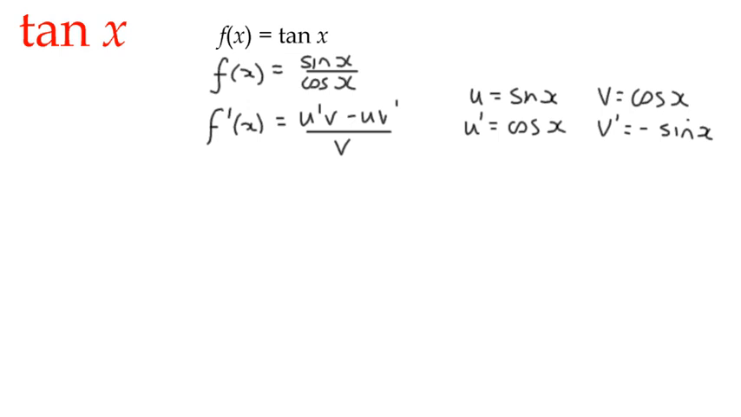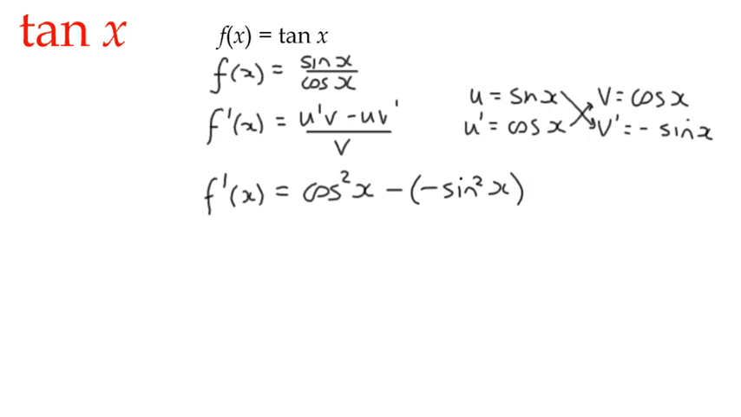So if we substitute these into the quotient rule, u dash v will be cos x times cos x, which we'll write as cos squared x, minus u multiplied by v dash. Sin x times negative sin x is negative sin squared x. I'll write it in. I could jump ahead, but I shan't. And then v squared in the formula, well spotted, will be cos squared x.